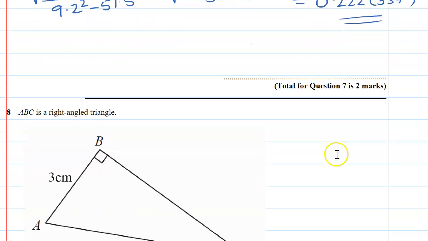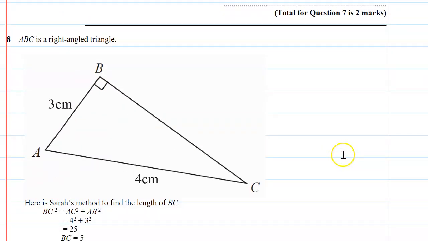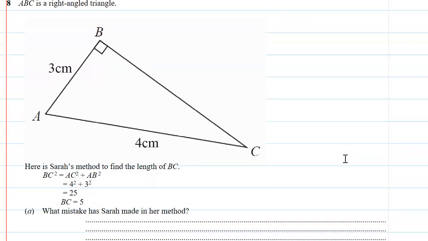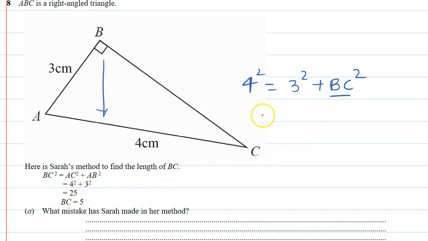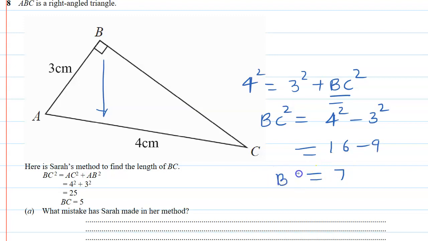Let's go for question number 8. ABC is a right angle triangle. If we remember Pythagoras theorem, it says hypotenuse square, that is the side opposite to 90 degree, that is 4 square, equals 3 square plus BC square. What Sarah has written here is 4 square plus 3 square. Basically she should be writing BC square equal to 4 square minus 3 square, that is 16 minus 9, which is 7, and BC will be root 7. So she has made this mistake. Instead of writing this, she should have written this.